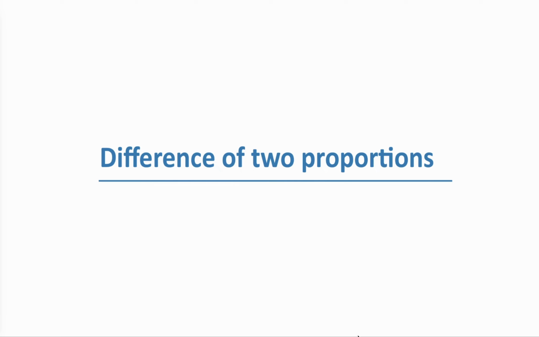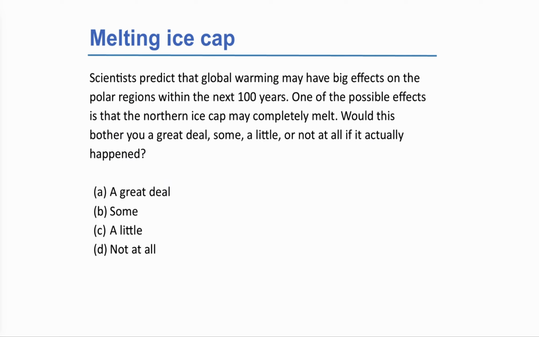Difference of two proportions. I think we have looked at this example in the previous unit when we were talking about sampling distributions, but now we have some more information about how to use that sampling distribution to construct a confidence interval. So, scientists predict that global warming may have big effects on the polar regions within the next 100 years. One of the possible effects is that the northern ice cap may completely melt. Would this bother you a great deal, some, a little, or not at all if it actually happened?